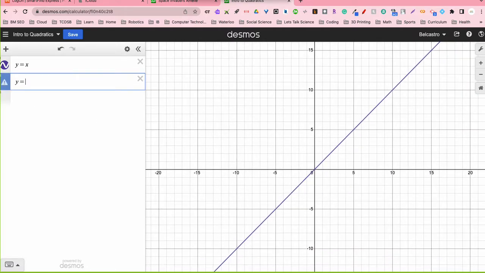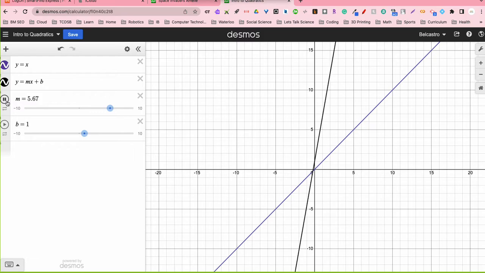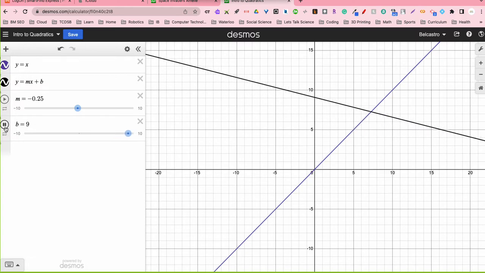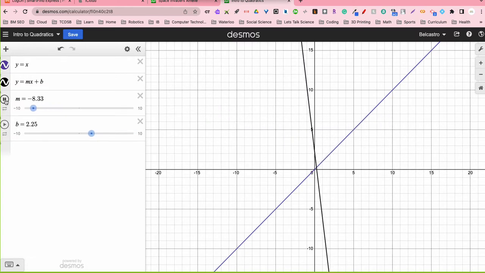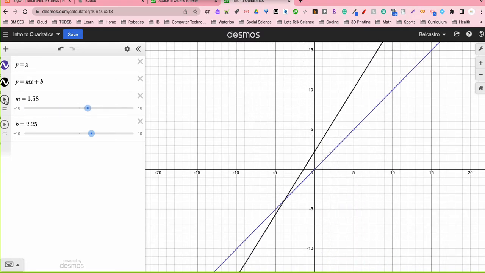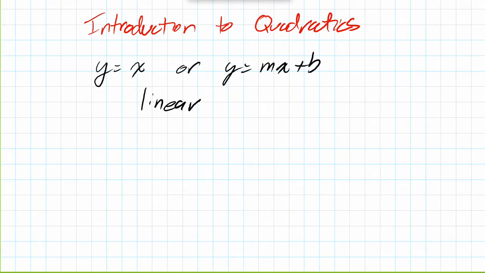And then y equals mx plus b. Give me some sliders here and I can move it all around. There's our slope. Our m changes the slope of something. And our b changes the y-intercept up and down. Okay, so we have a little bit of familiarity with this. Let's see if I can get it back close to being parallel. Oh yeah, not bad. Okay, that's a linear function. We're going to move on to another one here.